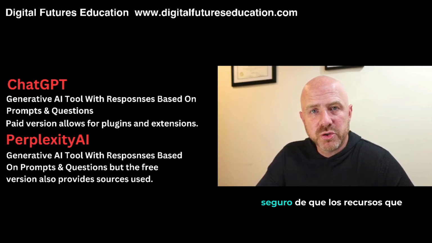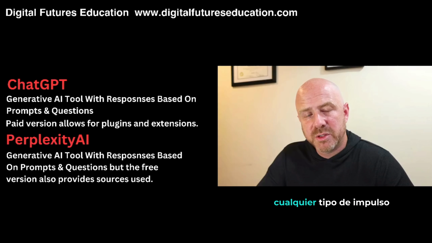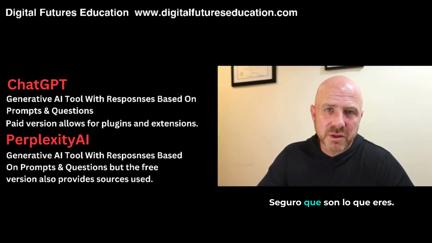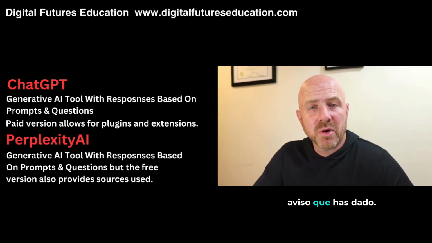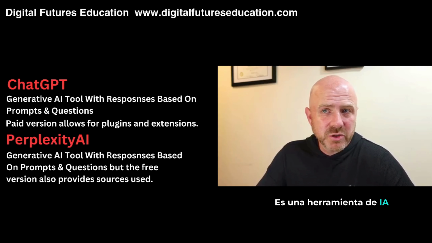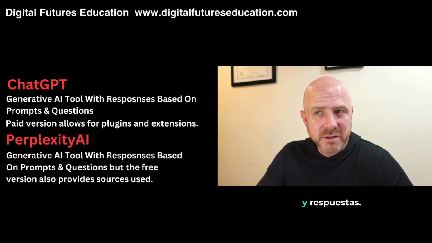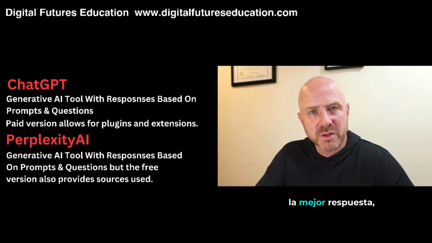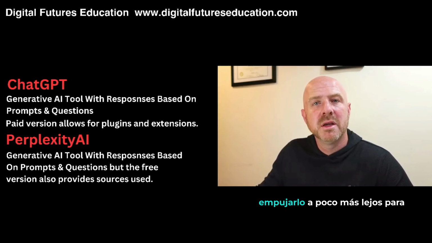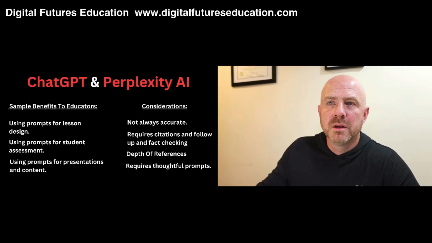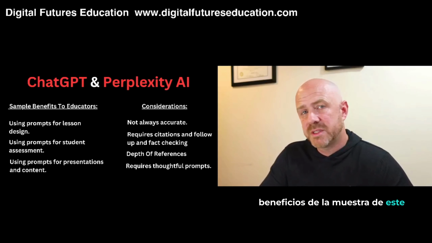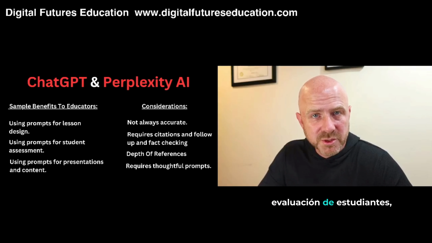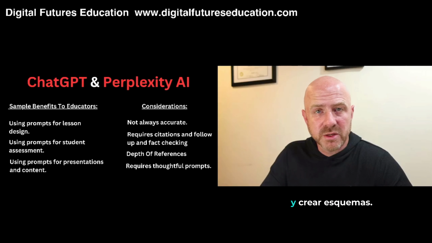Now, it's always important to be sure that the resources that are being provided with any sort of prompt are good resources, that you vet them, that you take a look at them, and make sure that they are what you're looking for based on the prompt you've given. Now, it's a generative AI tool. Once again, it's based on prompts and responses, but you always need to think about engineering your prompts to get the best answer, asking additional questions and pushing it a little further to refine what you're looking for. So some of the sample benefits of these types of tools for educators, of course, is using prompts for lesson design, using prompts for student assessment, using prompts for presentations and content and creating outlines.